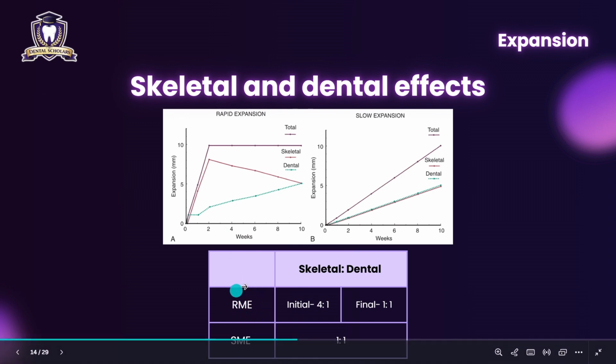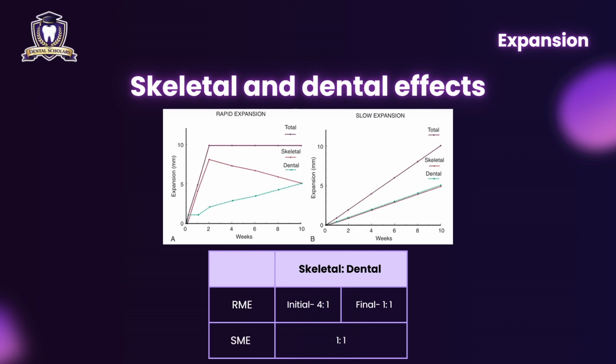Now going on to the ratios with slow and rapid maxillary expansion. With rapid maxillary expansion, initially the skeletal to dental ratio stays at 4:1 and finally it comes back to 1:1, reflecting equal dental and skeletal contribution towards the total expansion. Whereas in slow maxillary expansion, the ratio of skeletal and dental stays 1:1 from the initial to the end.